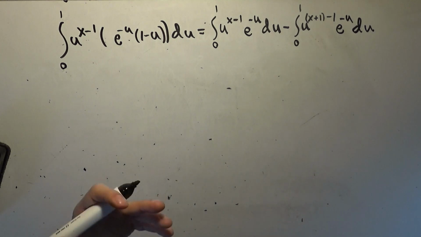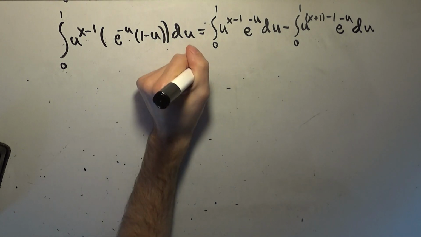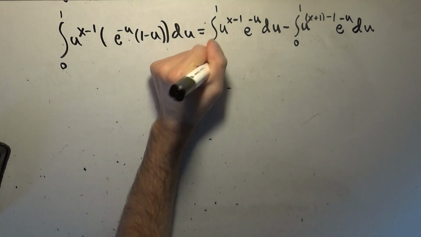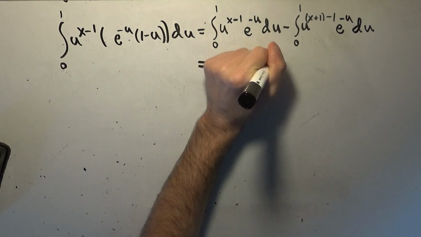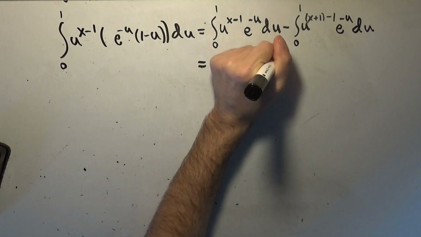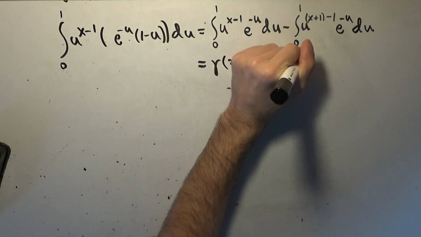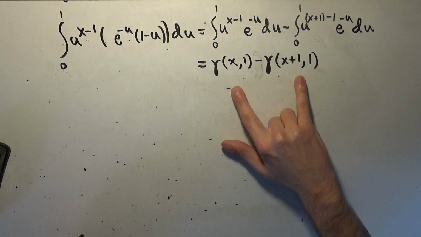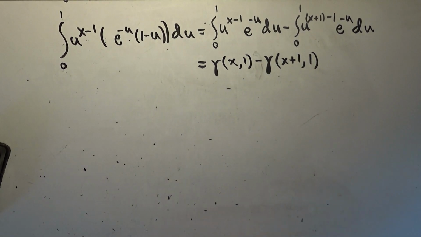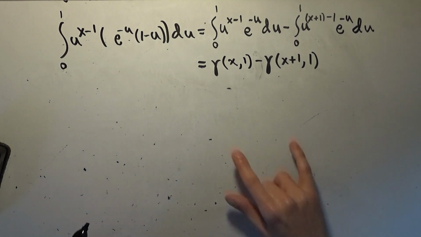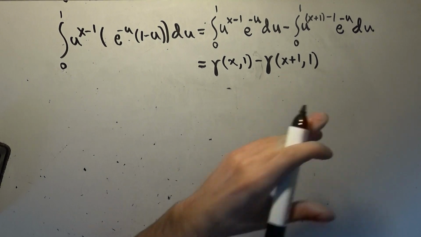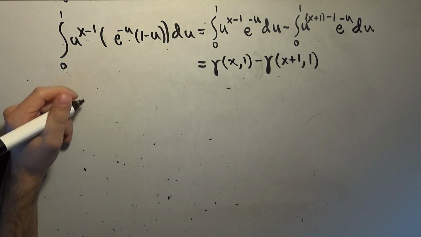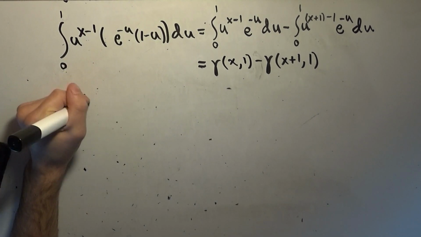Given the definition of what we just discussed, this has to be equal to little gamma of x comma 1 minus little gamma of x plus 1 comma 1. But I want to put both of these in terms of x instead of x plus 1, so I can combine them in some way, because it's quite interesting how they relate. But first we need to find its recurrence relation, so I can put the x plus 1 in terms of x. So let's take a look at the general lower incomplete gamma function.